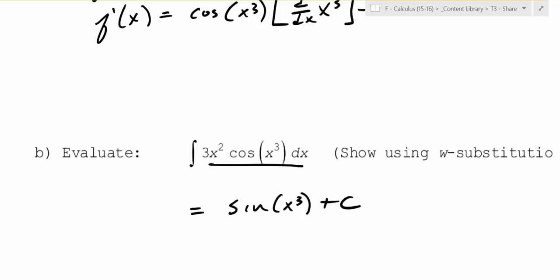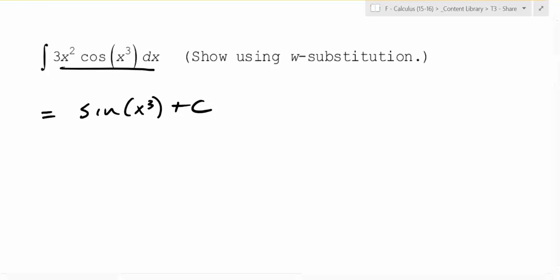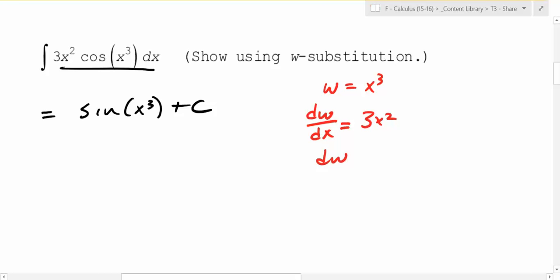The w in this case would be x cubed. Exactly. So if we were to go back and do this one with u-substitution, let's say we just started with this, you would say w is equal to x cubed. So what does dw/dx equal, Connor? Equals 3x squared. So that tells us dw is equal to 3x squared dx.